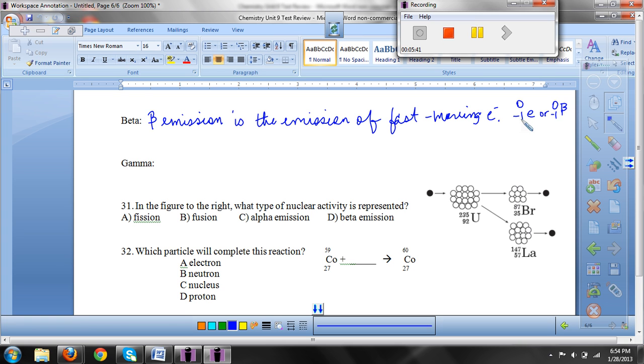And that just tells me the charge is -1 because it's an electron and it has basically no mass. Because when you look at the mass of an electron compared to that of a proton or a neutron, it pretty much has no mass, okay? So the charge is -1. And it penetrates more than your alpha, but not as much as your gamma.